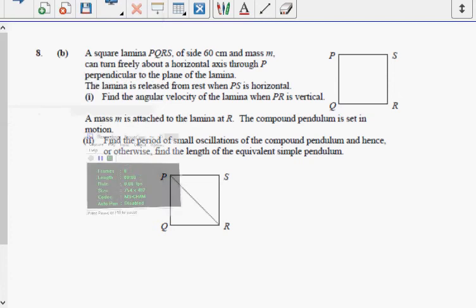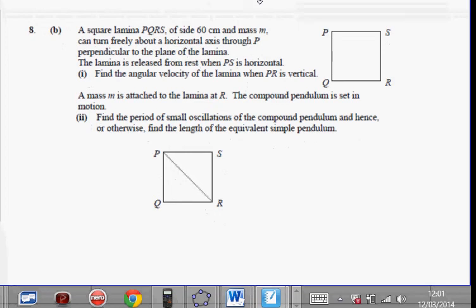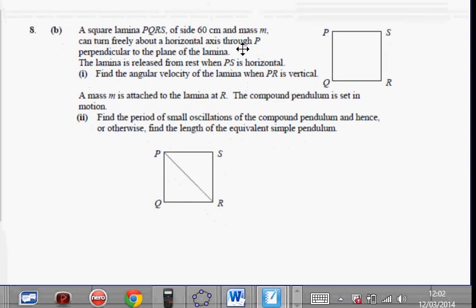This is 2011 8B, and in 2011 8B we're doing the following. A square lamina PQRS of side 60 centimeters and mass M can freely turn about its horizontal axis through P. P is here. Horizontal axis, perpendicular to the plane of the lamina. What does that mean? It means it can rotate around it like this.